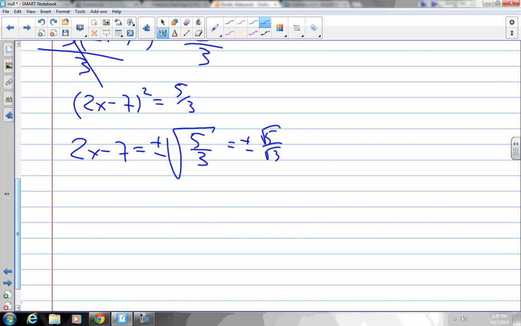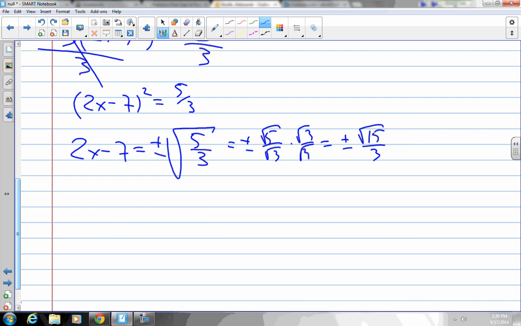How do we fix that? How do you get rid of the square root of 3 in the denominator? Yeah, multiply by radical 3. Very good. So that becomes plus or minus square root of 15 over 3. The reason why we do that, first of all, we like radicals to be on top. They're the leaders.